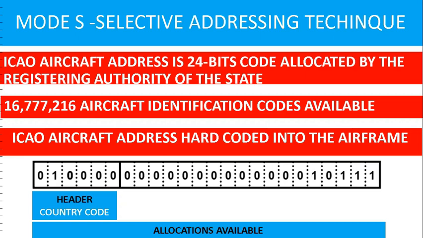The first part is called the header code or country code. This country code is not fixed. This complete 24 bits is unique to each aircraft and it is allocated by the registering authority of the state within which the aircraft is registered. Once issued, this 24-bit ICAO address is hard-coded into the aircraft airframe.